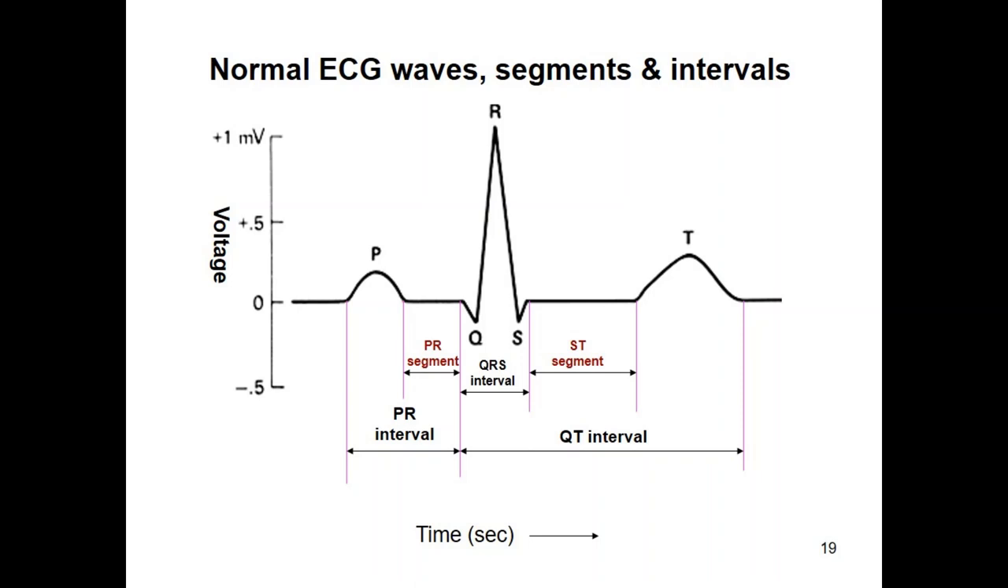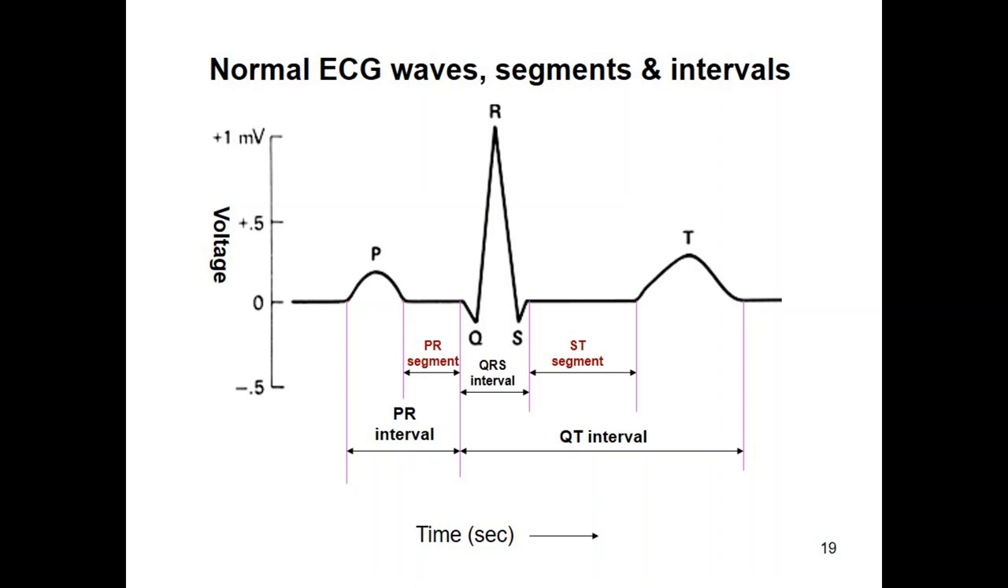Another important interval is called the PR interval. It includes the PR segment and the P wave, from the beginning of the P wave to the beginning of the R wave or the Q wave. Sometimes Q is not seen, as we will see later. Q may not be seen in all the leads, being an insignificant wave, so you can take the beginning of the R instead.